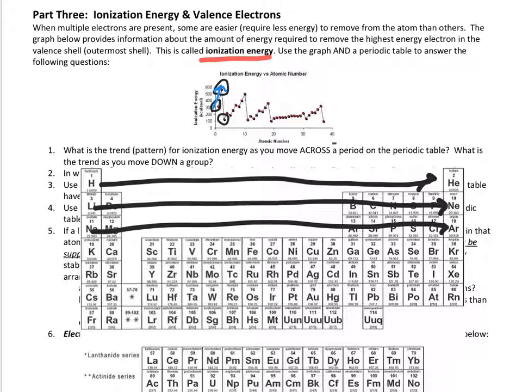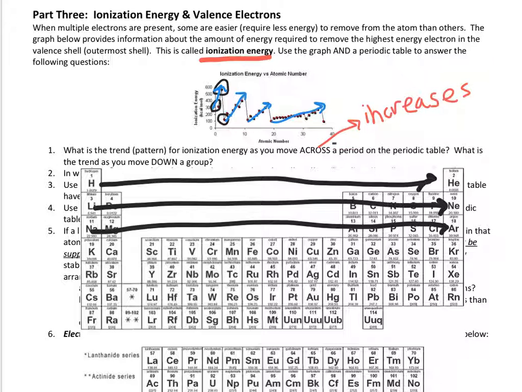All right, and then our next row is from 3 to 10. Well, that's from this dot to this dot. And then the next row is from 11 to 18. There you go. And then we've got from 19 to 36. In all of these, we can see that as you go across a period, the ionization energy is going to increase. It goes up. Okay, so ionization energy increases as you go across a period on the periodic table.